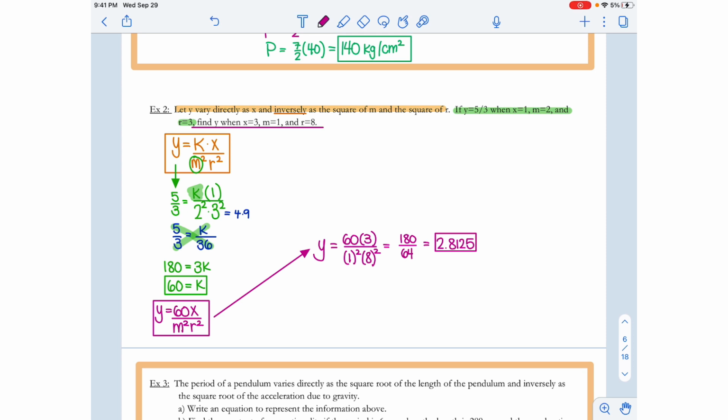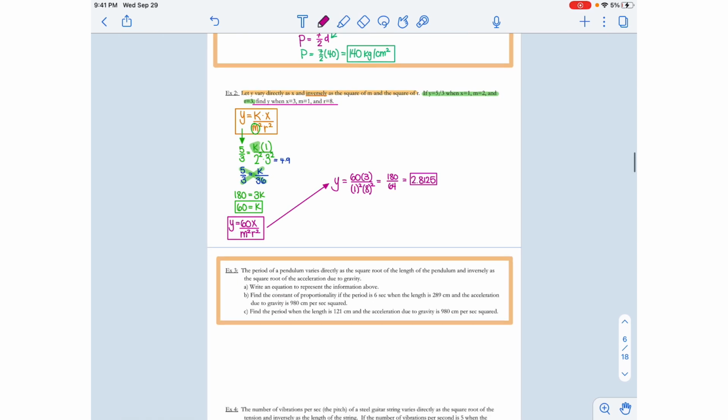So moral of the story is we write the equation, we solve for k, and then we plug in the other numbers they give us to actually answer the question. We got one more example together, and then I'll let you loose on the homework.